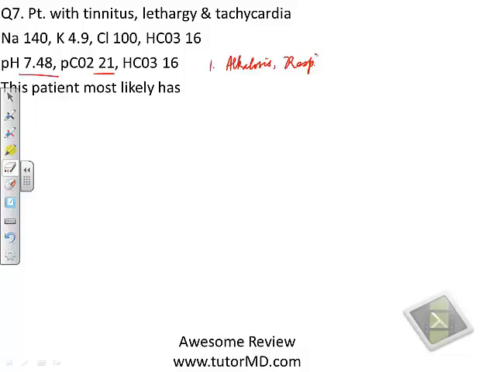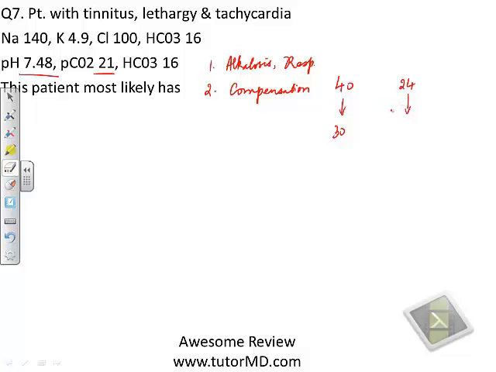Now, anytime you do an ABG scenario, once you look at the primary disorder, the second step would always be calculating the compensation. The compensation here depends on looking at the PCO2. So the normal PCO2 in us is 40. The normal bicarb in us is 24. So the PCO2 drops from 40 to 30. The kidney says, why do I need so much bicarb? Let me dump some bicarb.